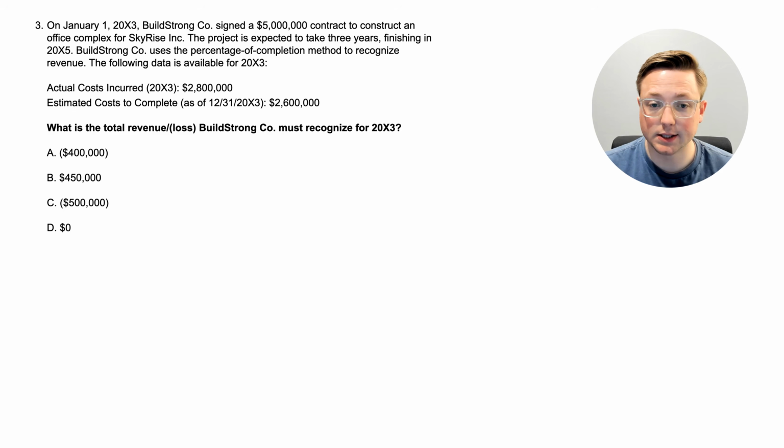Build Strong Co. uses the percentage of completion method to recognize revenue. The following data is available for 20X3. The actual costs incurred in 20X3 were $2,800,000. The estimated costs to complete as of the end of that year is $2,600,000. So with all that information and what we just learned from the previous question, what do you think the total revenue or loss is going to be for the 20X3 year for Build Strong Co.? Pause the video. Again, apply what you just learned in the previous question and come back when you're ready. We will talk about it.